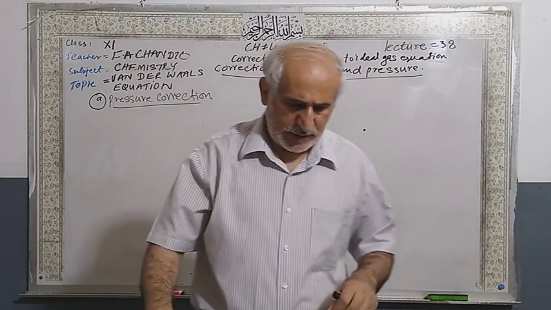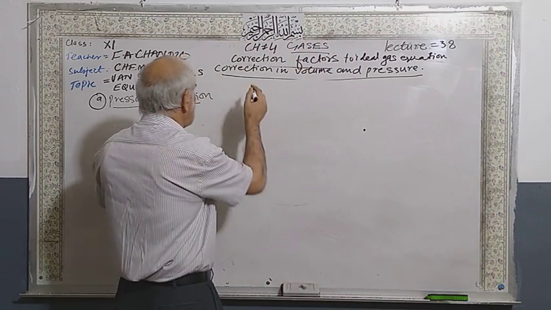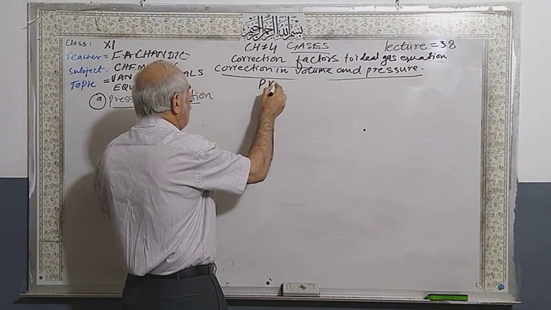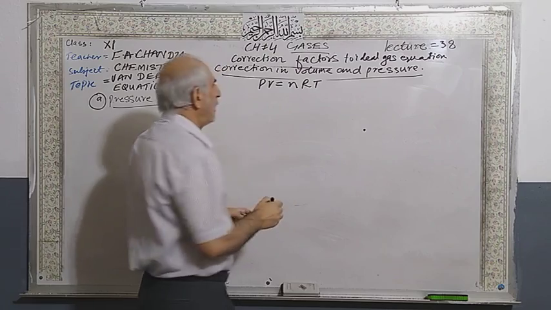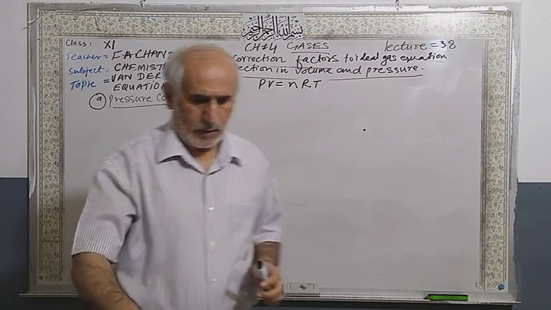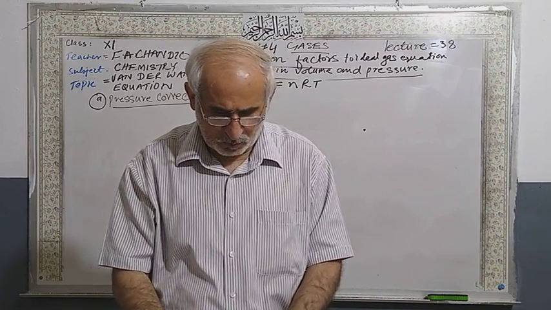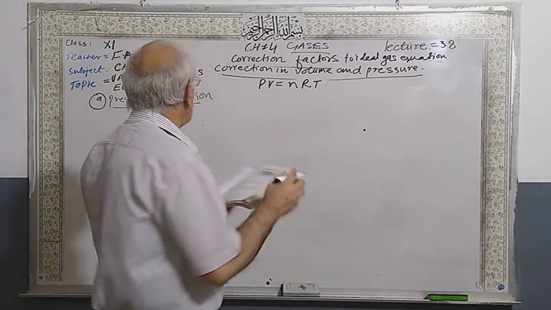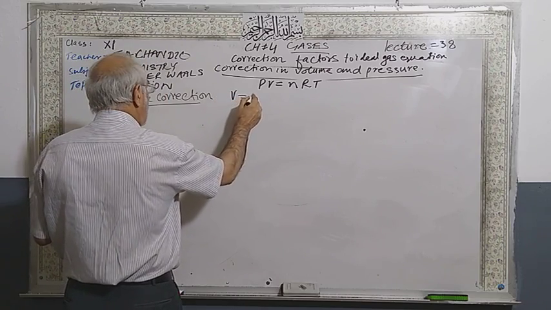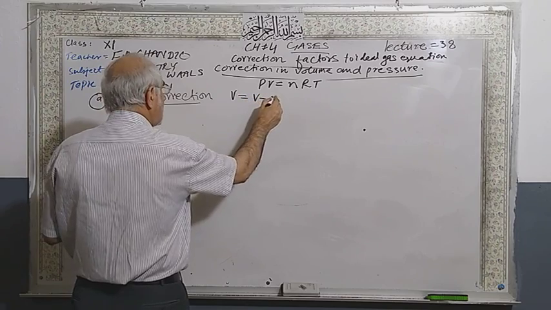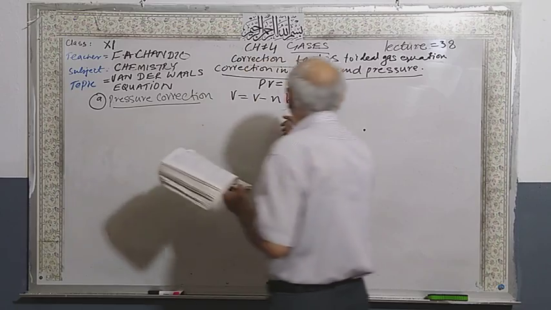According to the general gas equation, the ideal gas equation, PV is equal to nRT. This is the general gas equation. Now, dear students, we have a volume correction equation here. The volume correction equation is V is equal to V vessel minus nb. This is the volume correction equation.